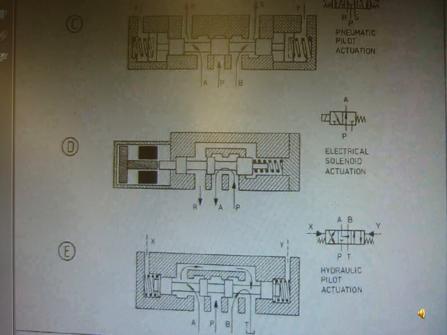Next, the pneumatic valve actuation, electrical solenoid actuation, and the hydraulic valve actuation of the valve. They are the physical diagram and the pneumatic symbols.